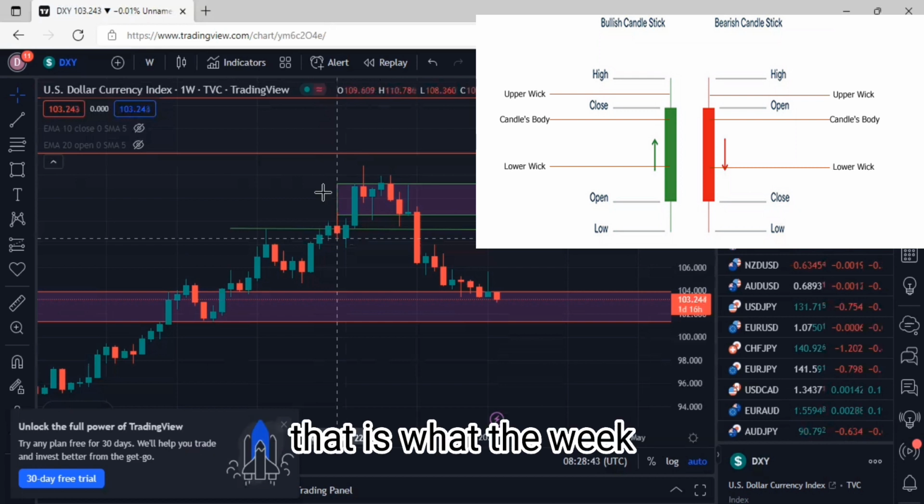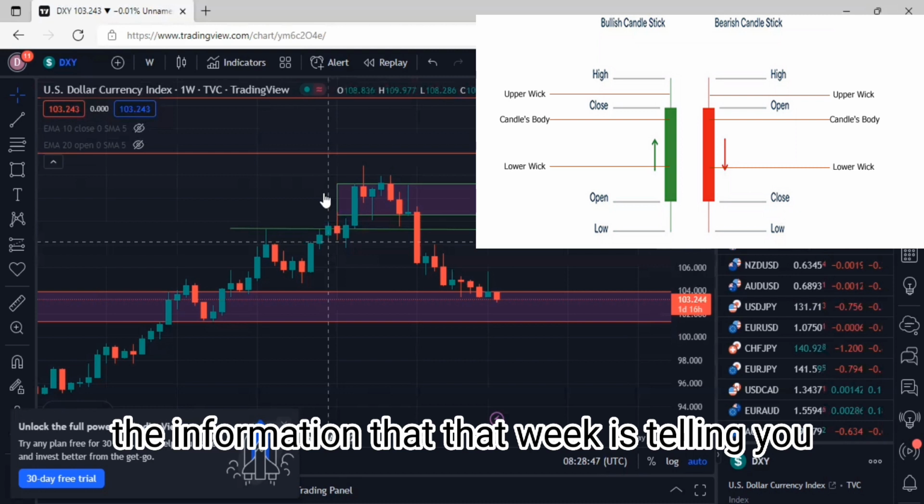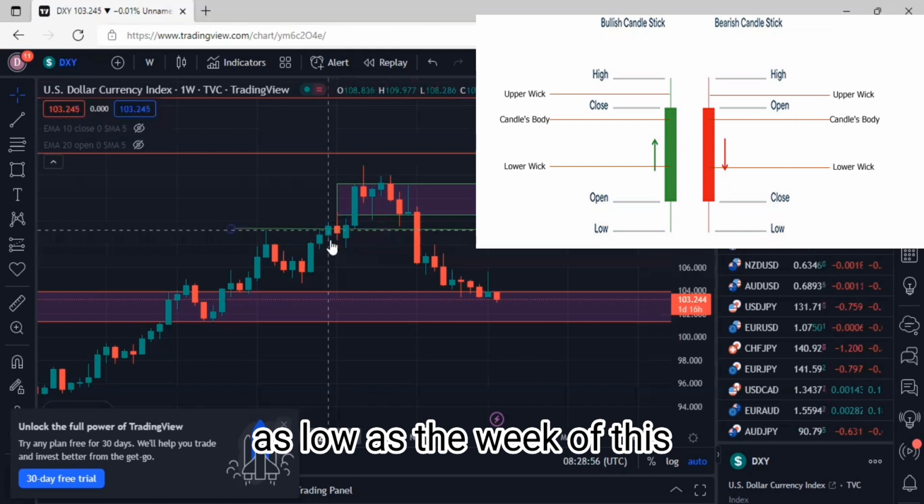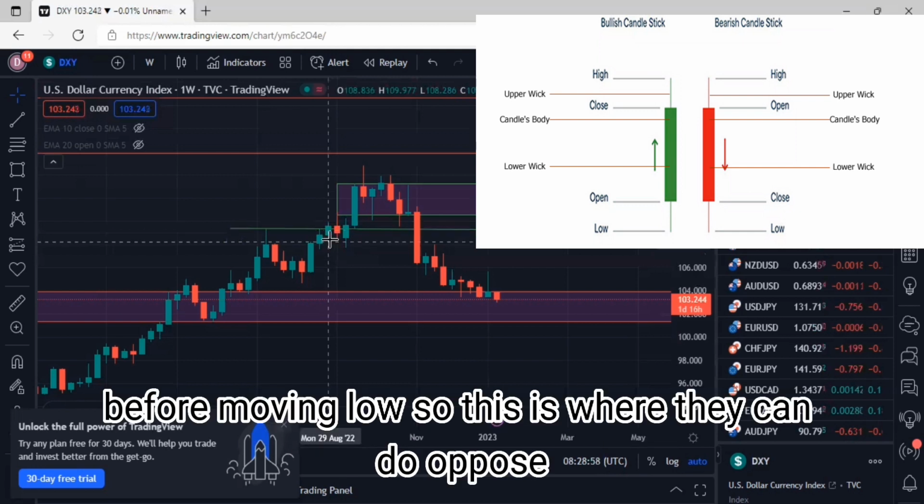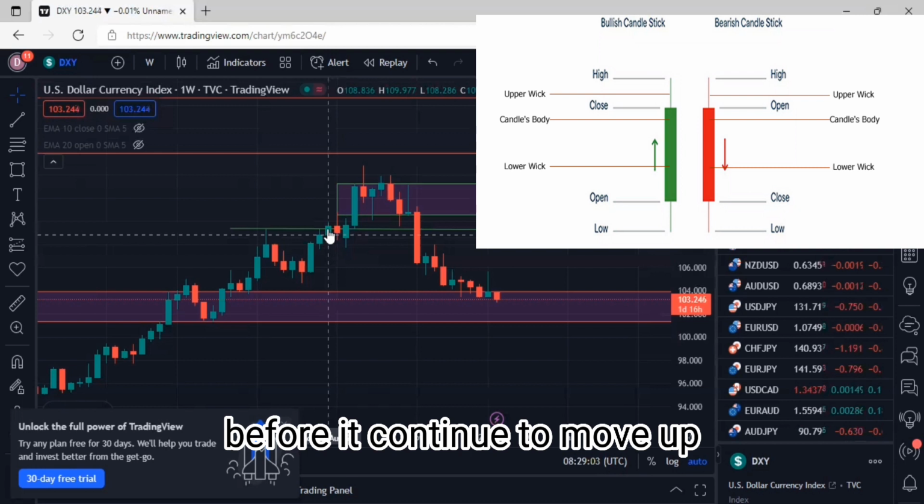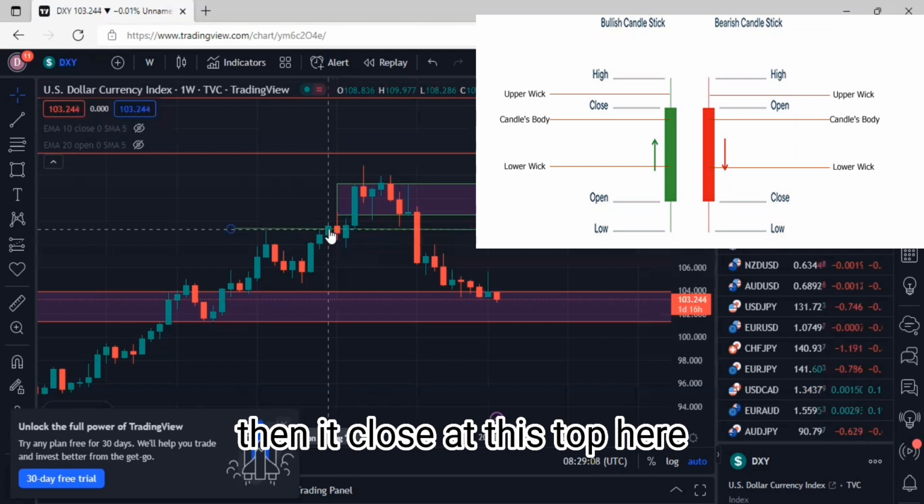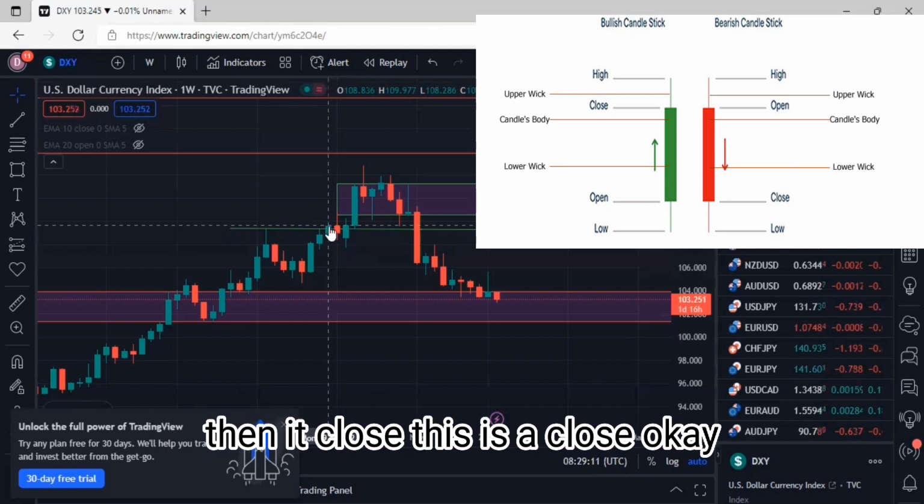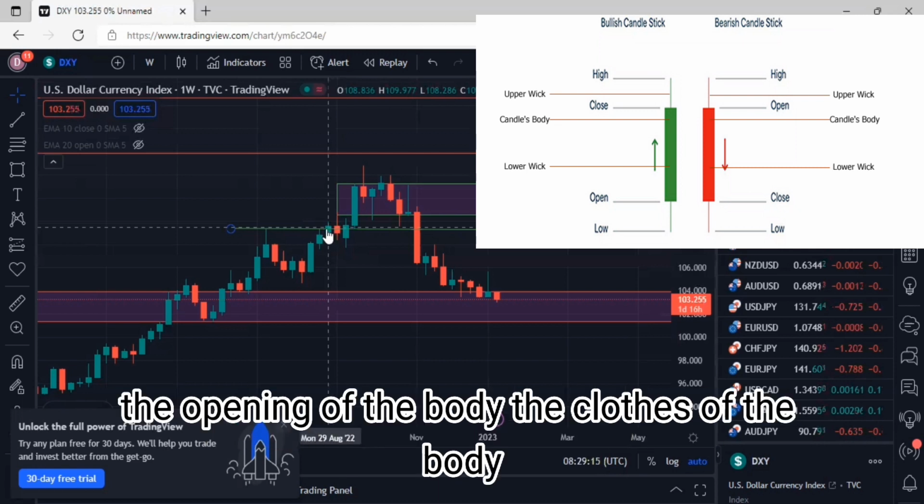That is the information the wick is telling you, that the price of this particular market has come down as low as the wick before moving up. So this is where the candle opens. This is where it has gone as low as this before it continued to move up. Then it closed at this top here. I hope you can see my cursor. This is the close. Okay, the body, we call this place the body, the opening of the body, the close of the body.